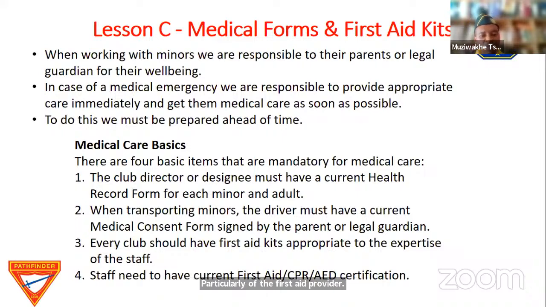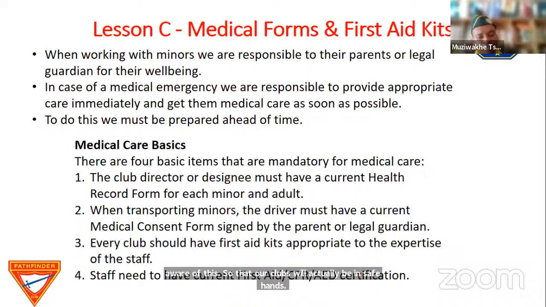And we just need to be aware that there is a basic first aid kit, there are pocket first aid kits, and there are also car first aid kits. And let's just be aware of this, leaders, so that our clubs will actually be in safe hands.